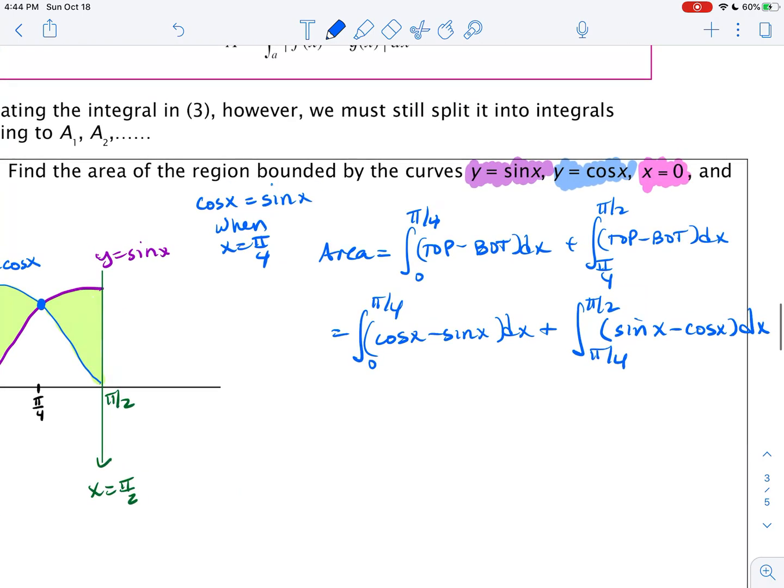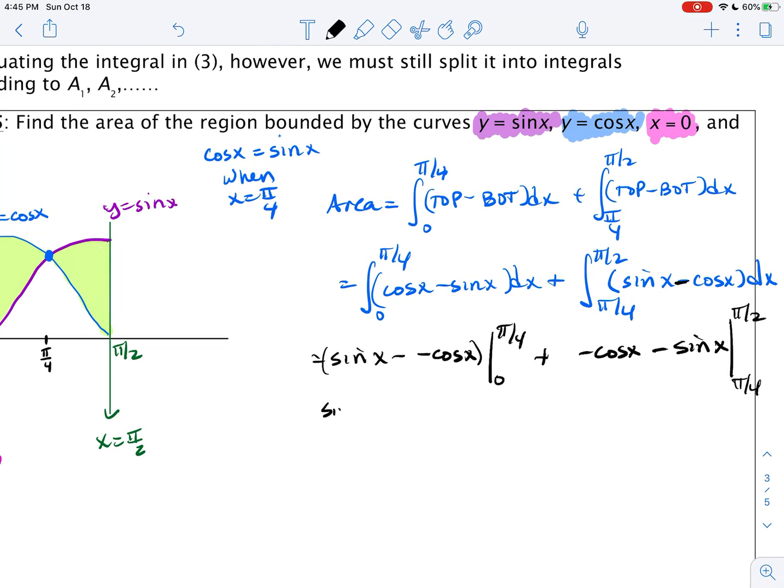And now I go forward and I evaluate. The integral of cosine is sine. The integral of sine is minus cosine. And we're going to take that from 0 to pi over 4. And again, the integral of sine is minus cosine, and the integral of cosine is sine. And we still have that minus as that minus. And we're going from pi over 4 to pi over 2. Good. So this actually becomes sine x plus cosine x from 0 to pi over 4.